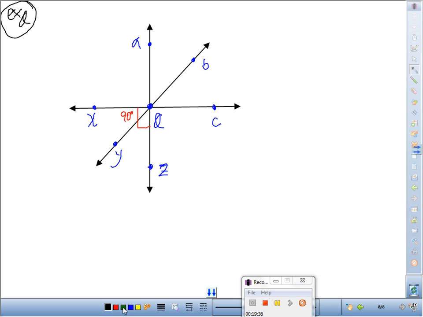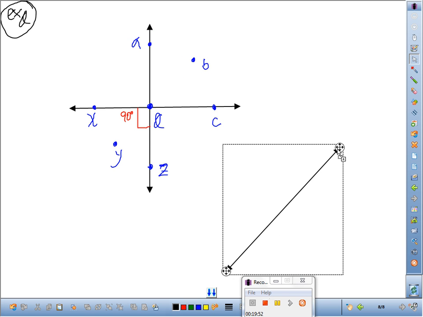Look up, please. So, first of all, look what I'm going to do. I'm going to move one of the lines to see if you see what I see. I'm going to move this one out of the way. I'm trying to just show you what I see. This one measures 90 degrees.